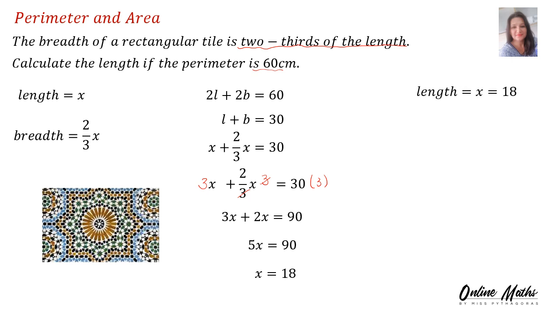Which means the length was x, therefore it's 18, and the breadth was 2/3 x. In other words, 2/3 times x. In x's place you substitute 18, therefore the breadth is 12.